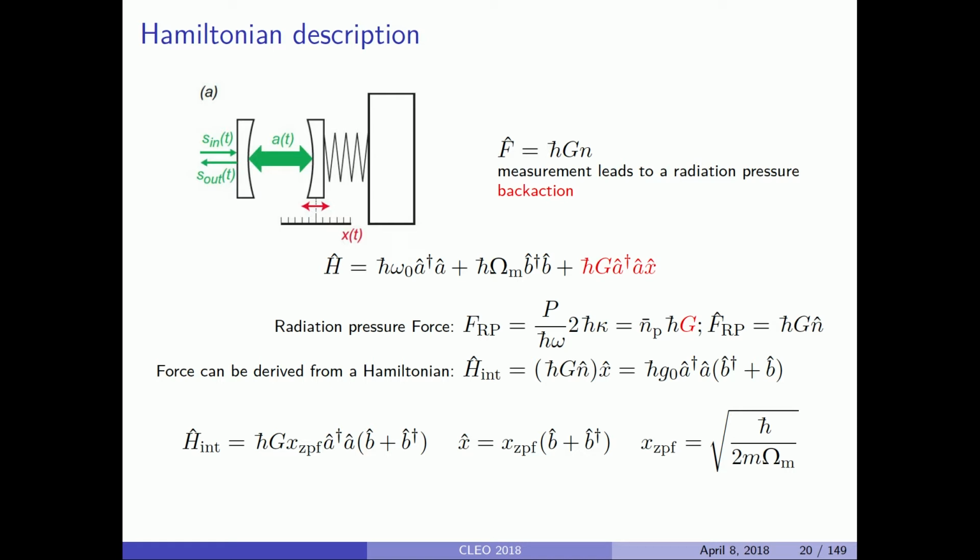So how does it look for a mechanical oscillator coupled to radiation pressure? I'll just very formally show it. You have a dagger a, that's the number of quanta in the optical field. b dagger b is the number of quanta in the mechanical oscillator.